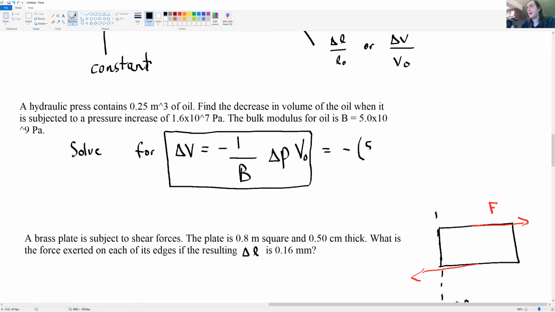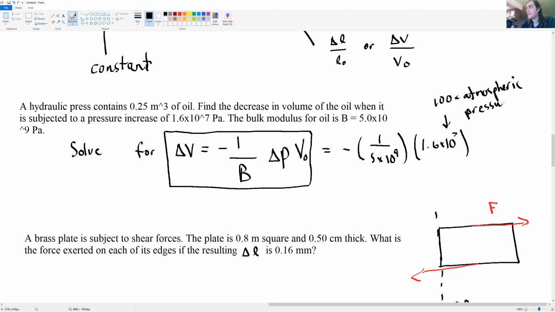So minus 1 over 5 times 10 to the 9. I'll just leave the units out for this one. Delta P was 1.6 times 10 to the 7, which is about 100 times the atmospheric pressure. Just to give you a sense of how much pressure that is, that's a lot of pressure. And it makes sense because hydraulic presses are used to lift cars and other heavy things.